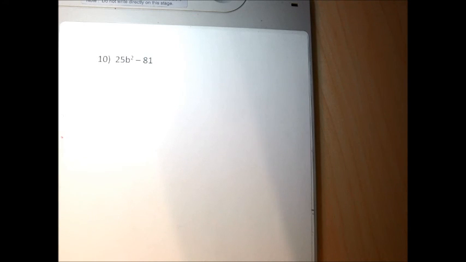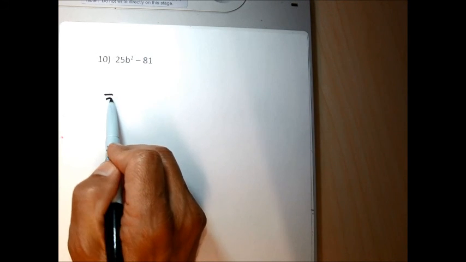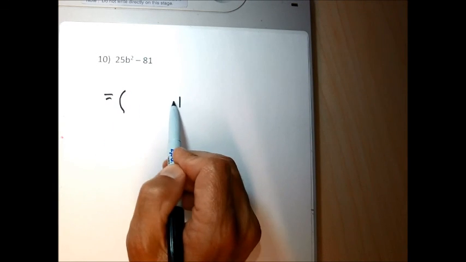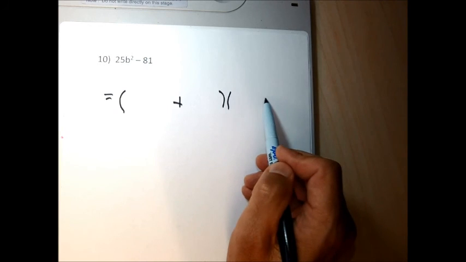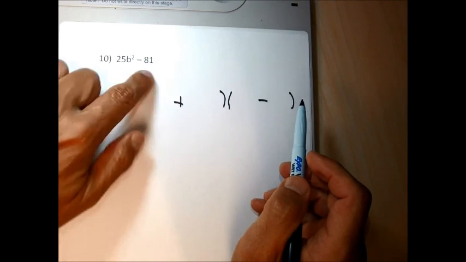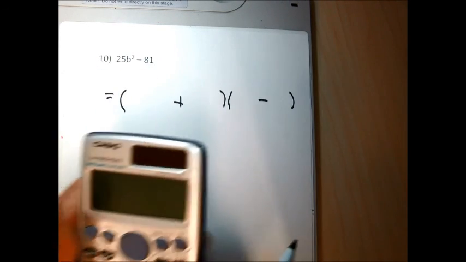Ten is the easiest kind of factoring. It's a square with a minus. So you're going to get essentially 2 identical parentheses, one with a plus sign, the second with a minus. You're going to square root the numbers and divide the exponent of the letter by 2.